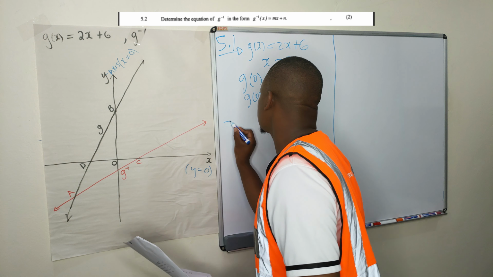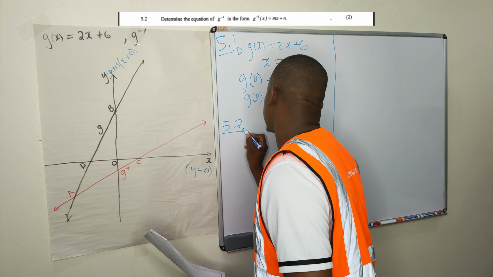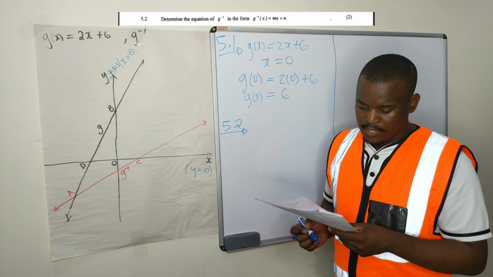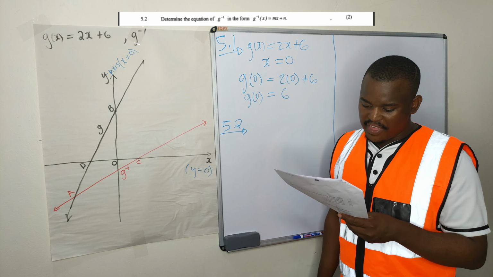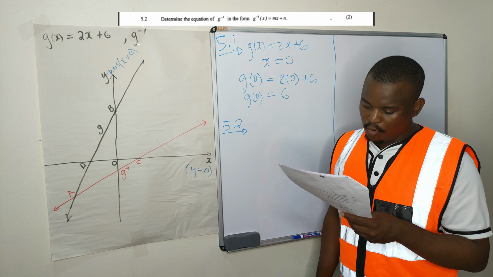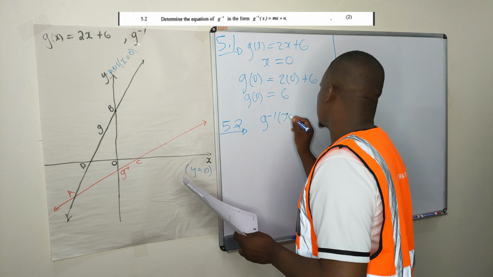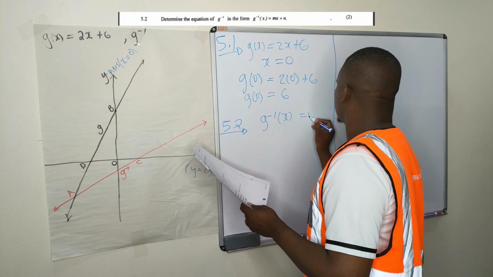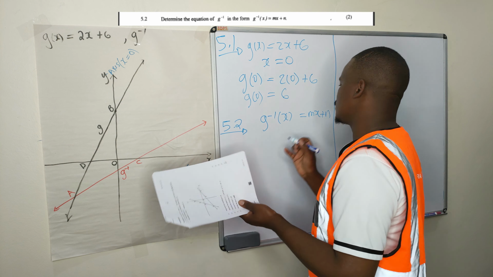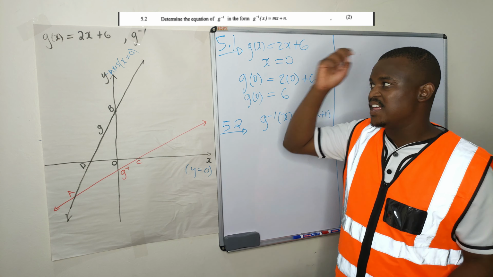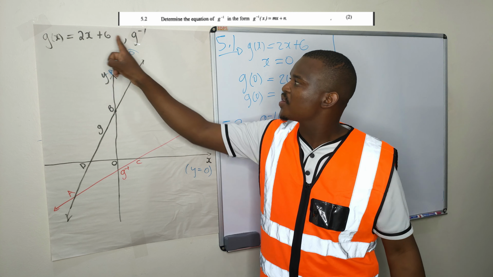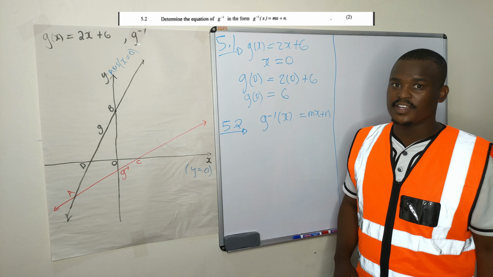5.2. Determine the equation of the inverse of g in the form x is equal to mx plus n. So you are given the equation of g, right? So they want you to find the equation of its inverse.